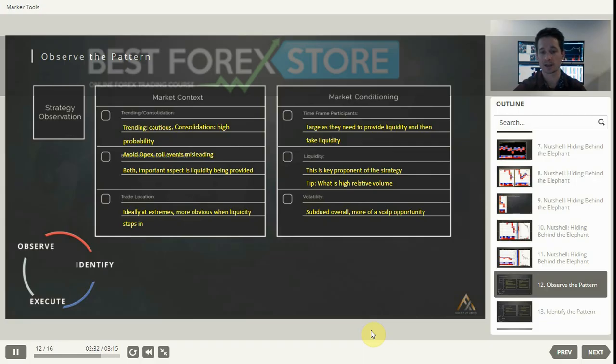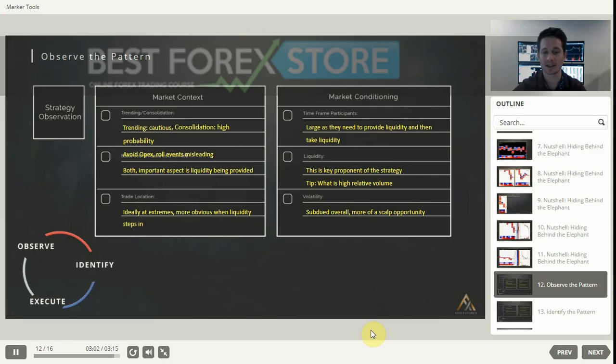Now, note in terms of liquidity, this is the key proponent of the strategy. This is what fundamentally underlines this trade strategy. So the tip, don't forget, was what is high relative volume. That's the key. You can obviously learn to see what an iceberg or an elephant looks like, but it needs to be relatively high. And do note, when we saw that relatively high volume that failed, you need to learn to differentiate between what's a good elephant and what's not a good elephant.